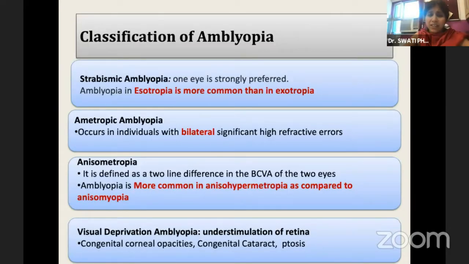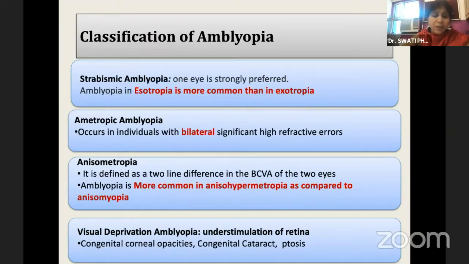It can be classified as strabismic amblyopia, and it's more commonly seen with esotropia as compared to exotropia because of the overlap of the two fields of the two eyes. Then there is ametropic amblyopia, where bilaterally high significant refractive errors are present, which causes formation of blurred vision and thus leads to amblyopia.